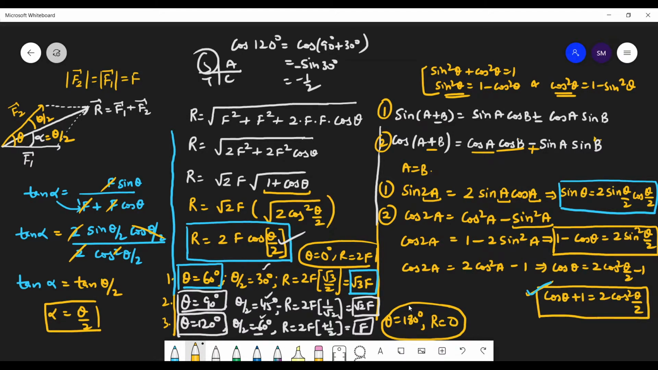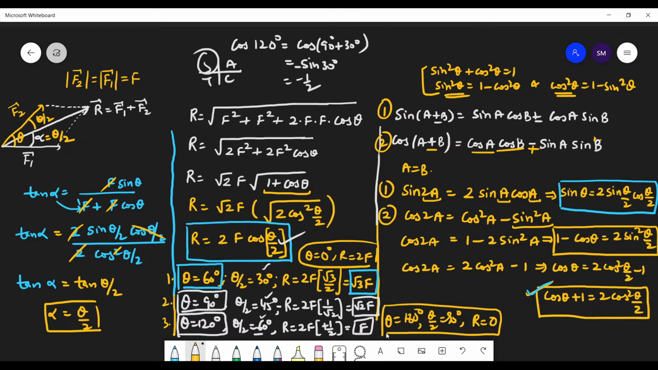Cos 180 is -1, students. Yes, cos 180 is -1, but we have to find the value of theta by 2. So theta by 2 is 90 degrees, and cos 90 is 0. So r is equal to 0.